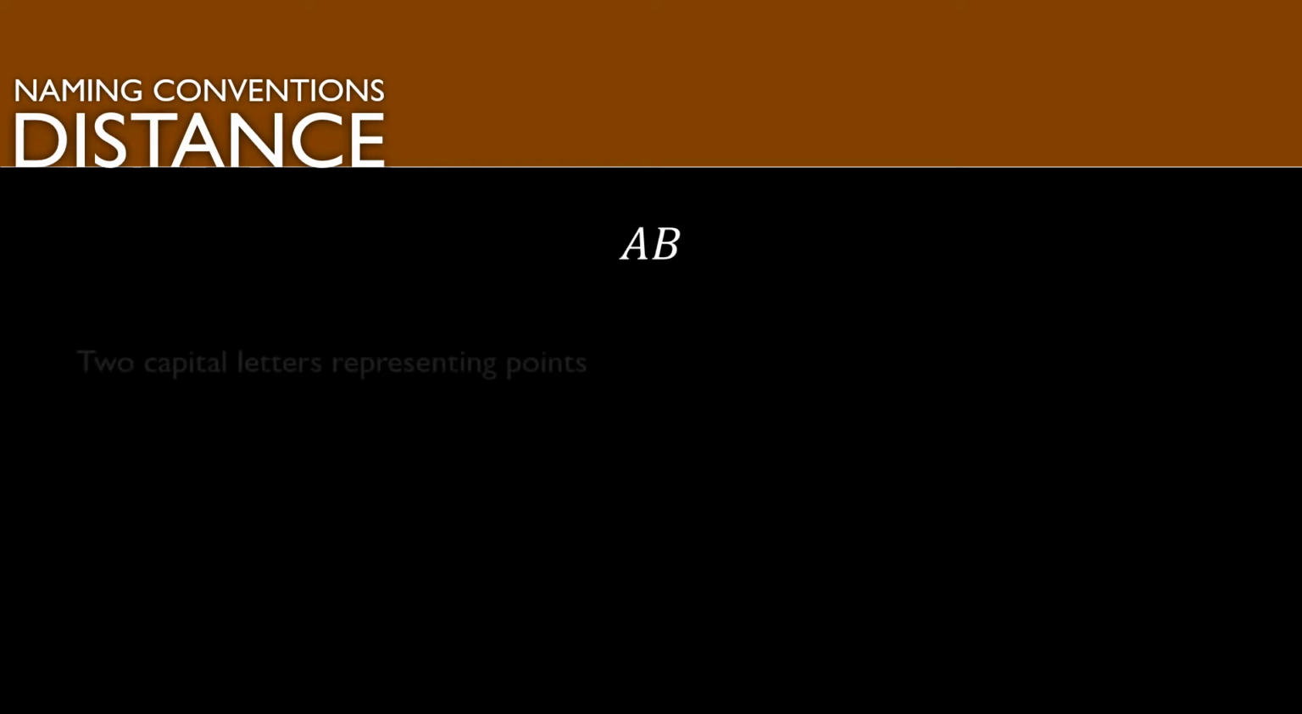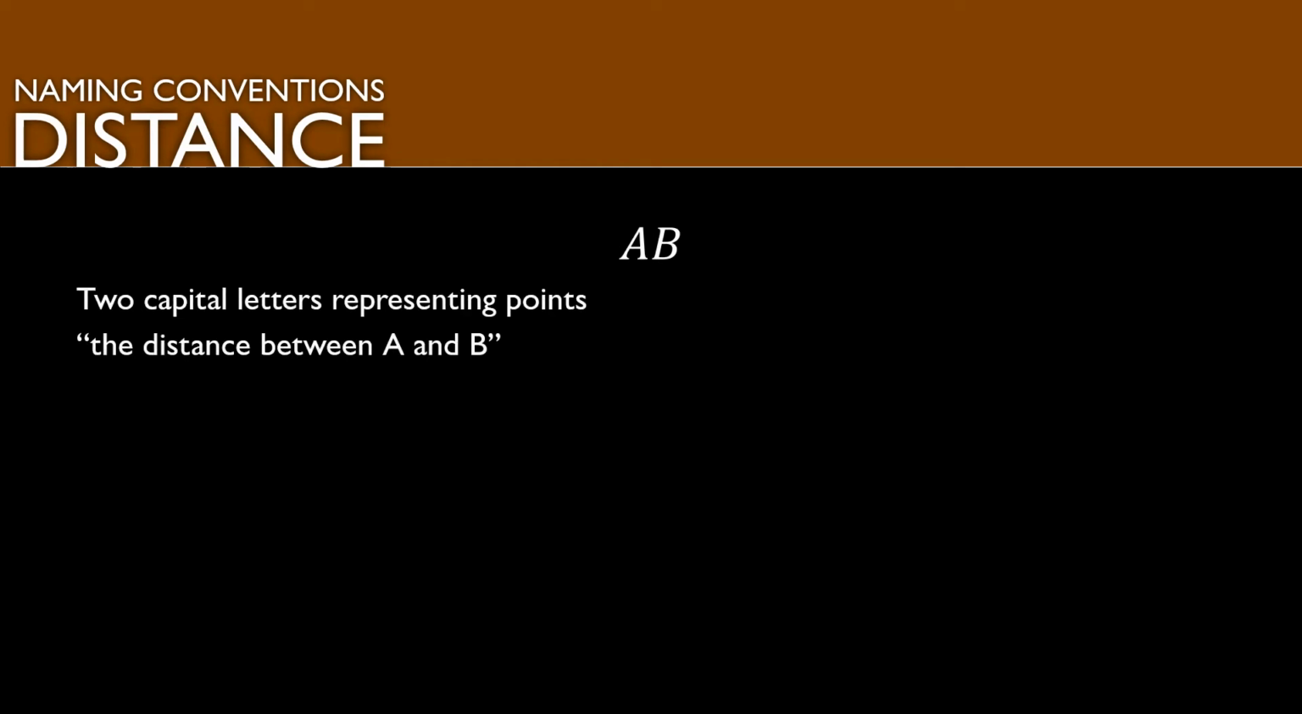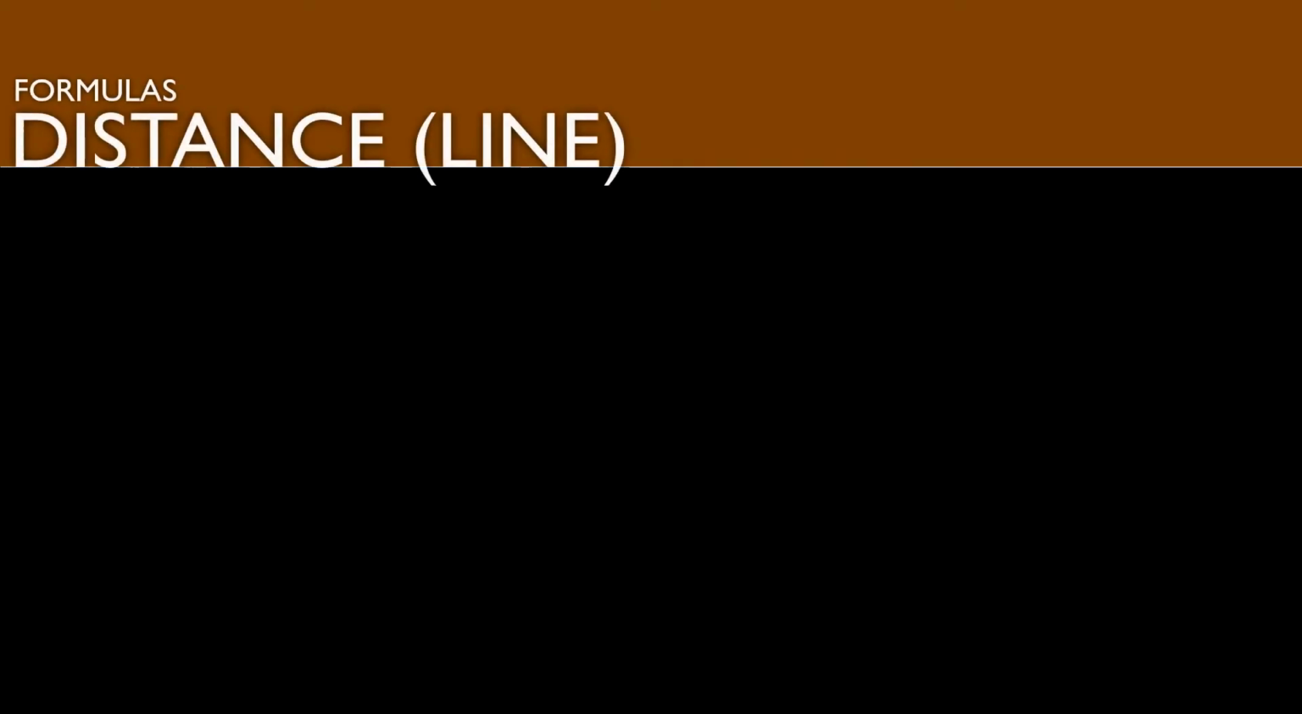Before we move on to actually measuring the distance, we need to do the naming convention. The way that we name distance is by using two capital letters representing both points, and then those are put right next to each other with nothing on top of it. So no bar, no arrow, no double-headed arrow. And then the formula that we're going to use for this is AB equals the absolute value of A minus B, or the distance between A and B is equal to the absolute value of A minus B.